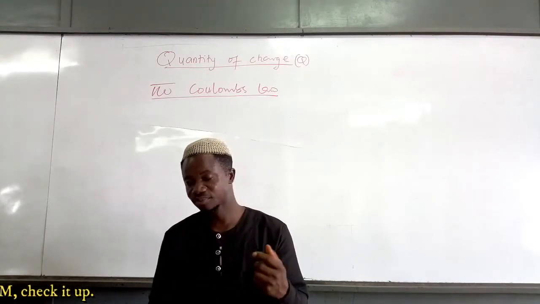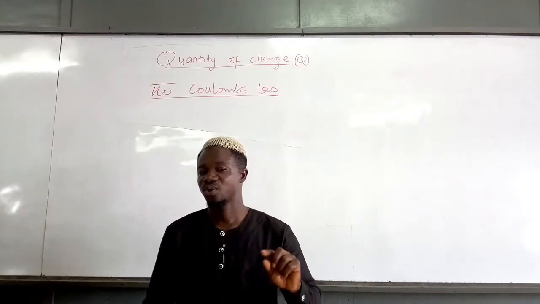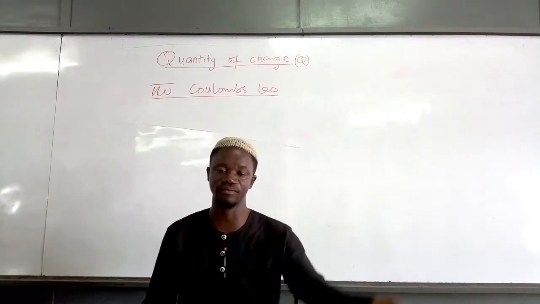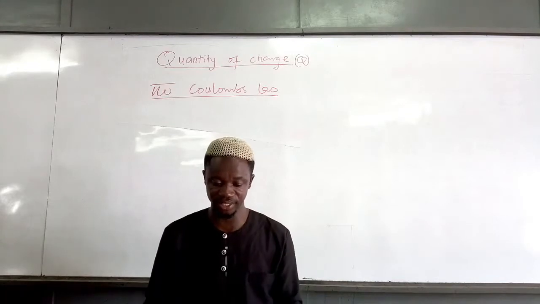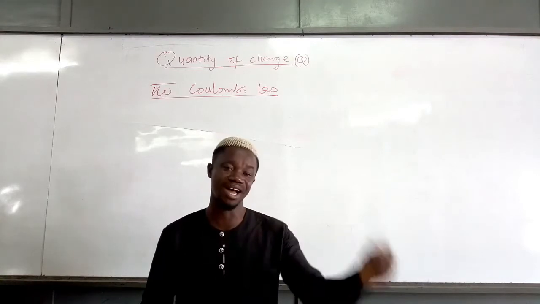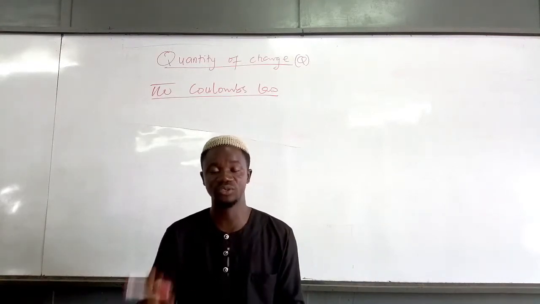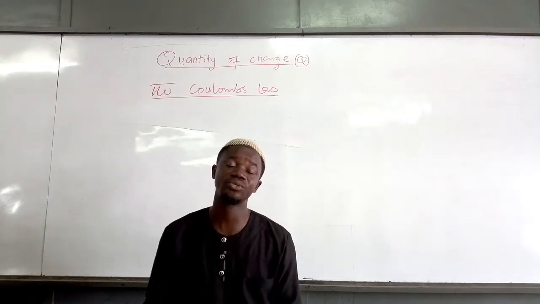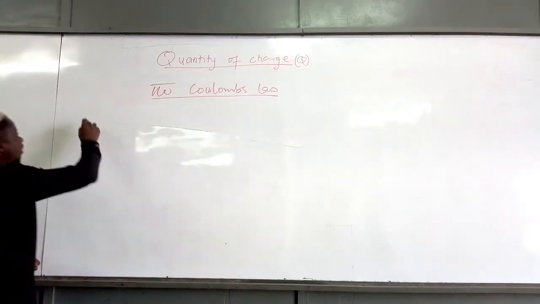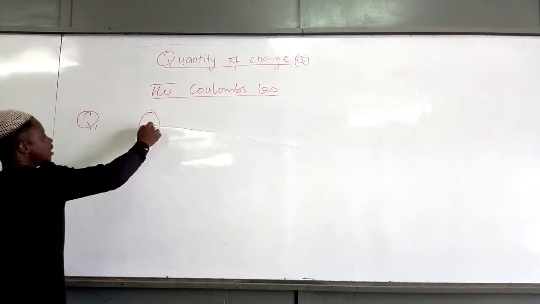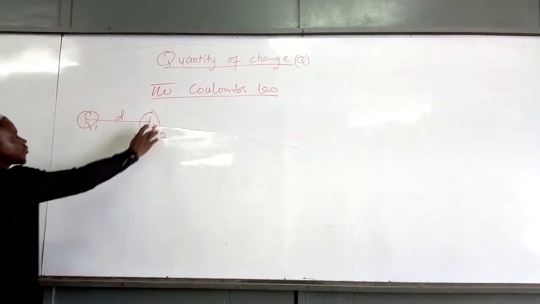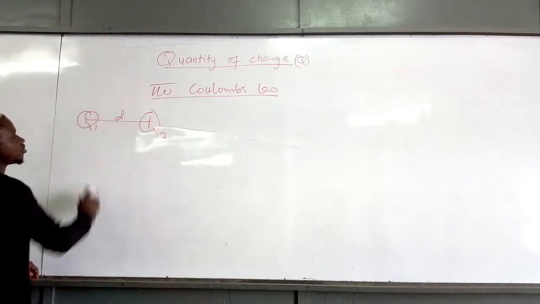You realize that Coulomb's law is almost the same as Newton's universal law of gravitation. The only difference here is that Newton's universal law of gravitation deals with masses, and the electrostatic force, Coulomb's law, deals with charges. So let's consider these two charges, Q1 and Q2. They are separated by a distance d.